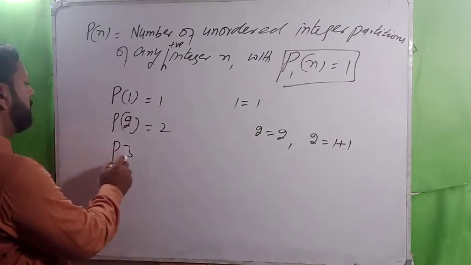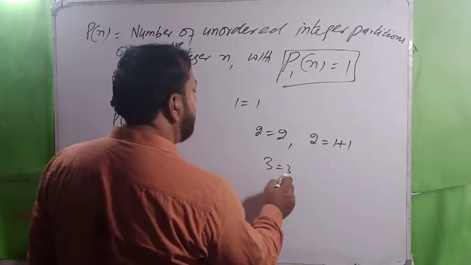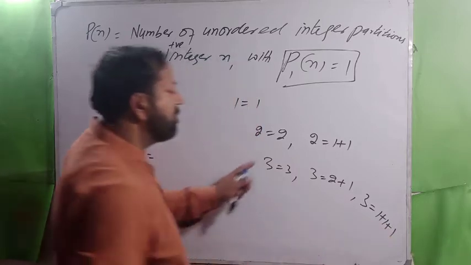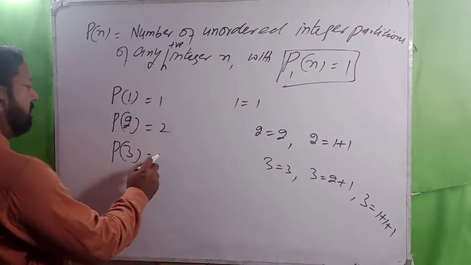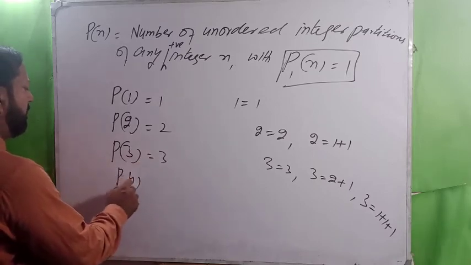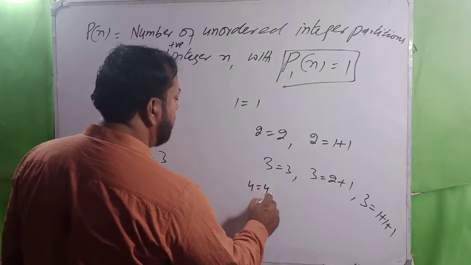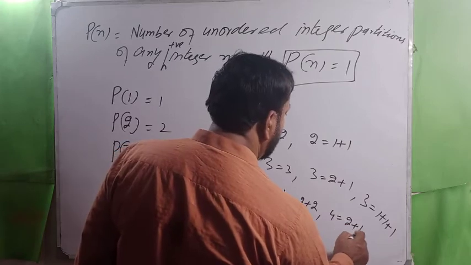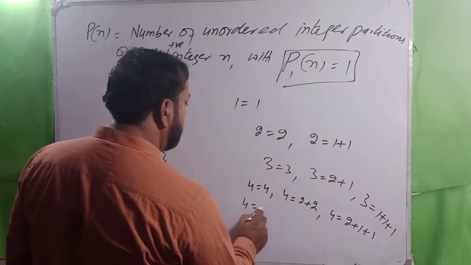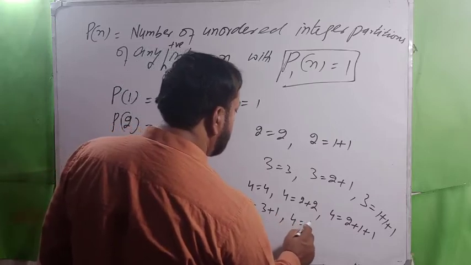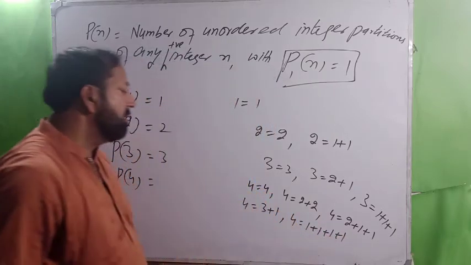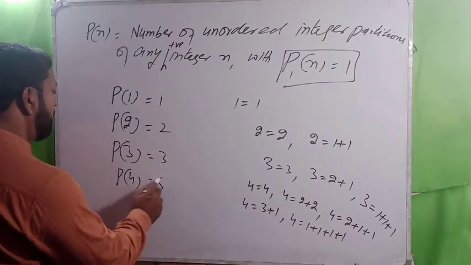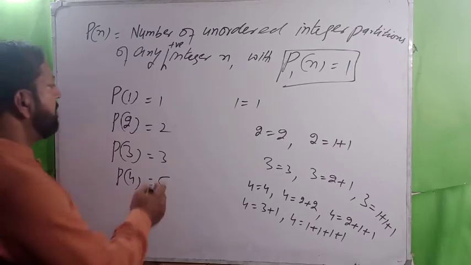Then what is P3? For P3, 3 is equal to 3, 3 is equal to 2 plus 1, and then 3 is equal to 1 plus 1 plus 1. So you have 3 partitions, P3 is 3. Then for P4 you have 4 is equal to 4, then 4 is equal to 2 plus 2, then 4 is equal to 2 plus 1 plus 1, then 4 is equal to 3 plus 1, then 4 is equal to 1 plus 1 plus 1 plus 1. So how many partitions? 1, 2, 3, 4, 5. We have 5 partitions. So P4 is equal to 5.